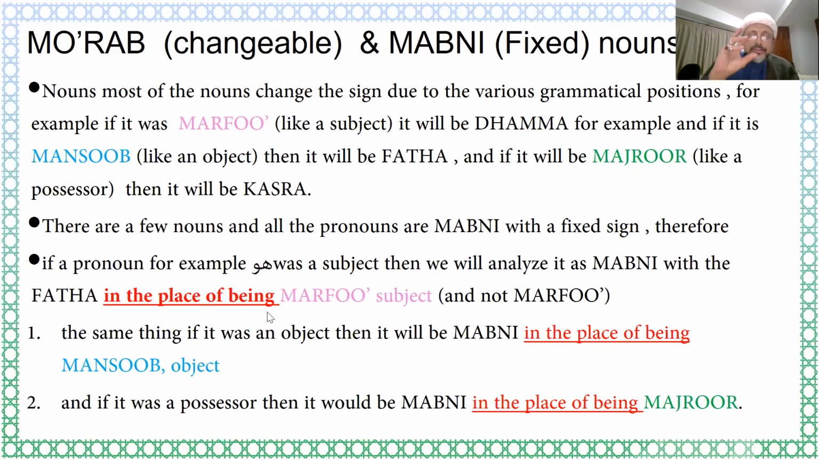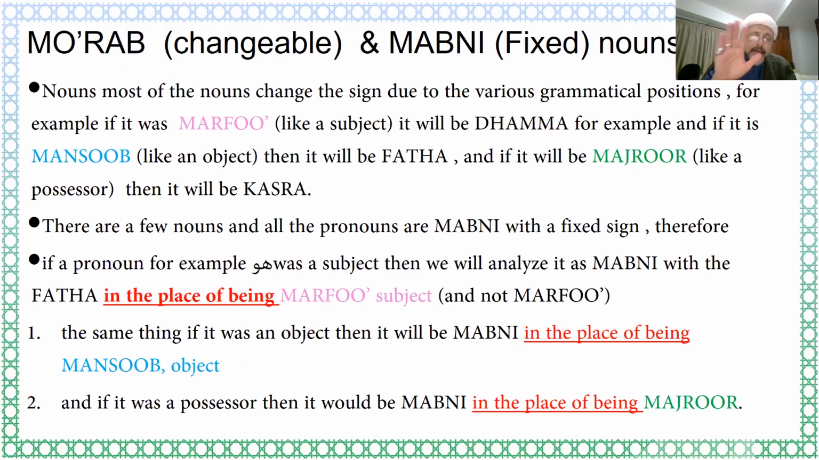We'll not say marfu'. We'll say in the place of. Why? Because it did not change. It was stubborn, so we can't make him marfu'. So we'll say, okay, he's in the place of marfu'. And what about mansub? The same thing. If it was an object, then it will be mabni in the place of being mansub, object. We tried to change him. We tried to make him mansub, but he was stubborn. He said, no, I don't want to change.